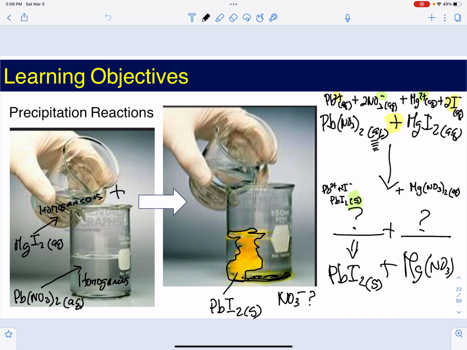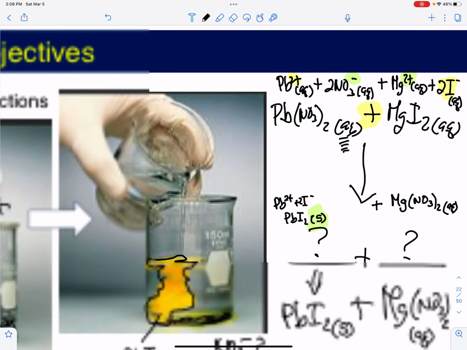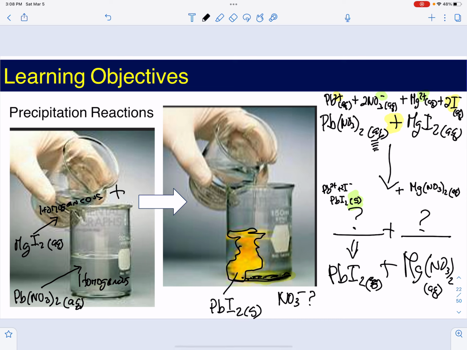And magnesium nitrate, which is soluble according to the solubility table. So what you do, you break it into the ions, like you saw here on top, and then you swap the ions. The positive goes with the negative, the negative goes with the positive, and then you look at the table, and if the table says that that combination is insoluble, then you know you have a solid. If the table tells you that that combination is soluble, then you have aqueous, dissolved in water.